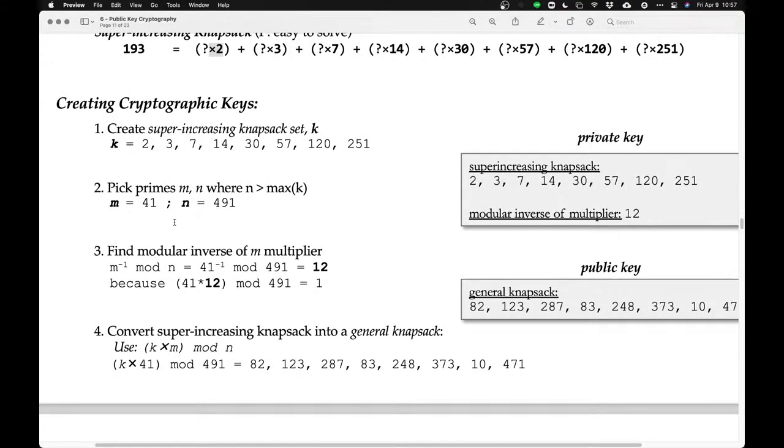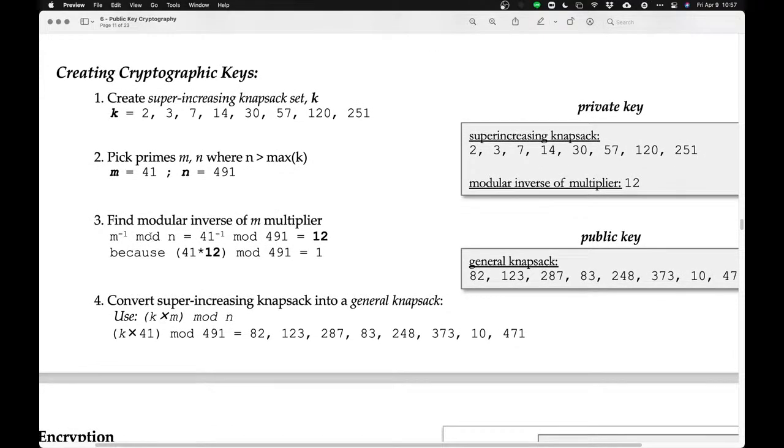Then you pick two prime numbers, any two prime numbers, one bigger than the other, a smaller number and a bigger number. Then you find something called the modular inverse of the smaller number. I won't go into it, but it's essentially the number such that if you took m, multiplied it by that number, and then did modulo the second number, your answer would be 1. Okay? That's called the modular inverse.